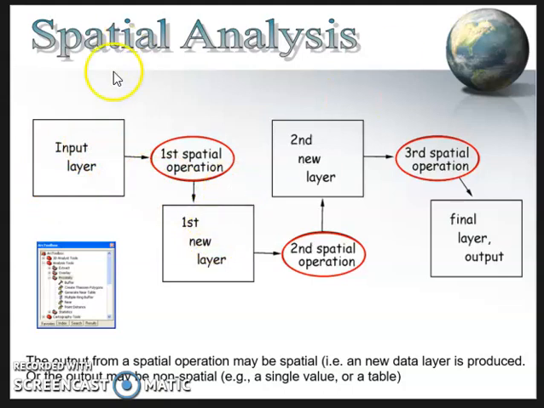So again, you're going to have your input layer, and it'll flow to that first spatial operation, which is going to give you your first new layer, second spatial operation, and so on until you come up with your potential output. And again, the output from a spatial operation may be spatial. For example, a new data layer is produced, or the output may be non-spatial, where you have a single value or a table as an output.